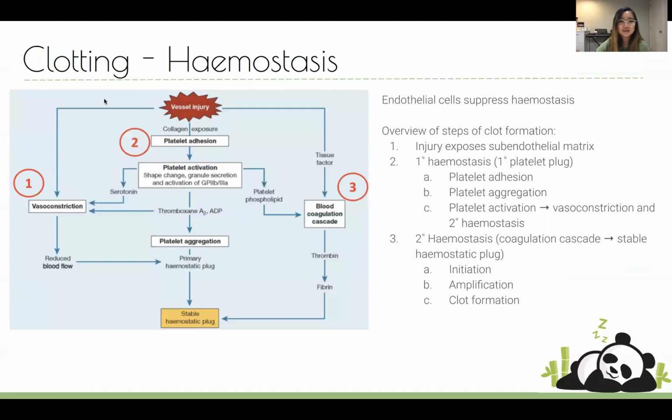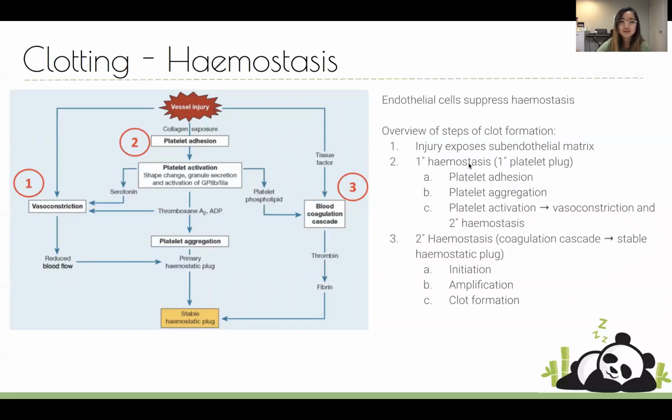This is a big overview of how clotting works. Essentially, it involves these 3 big steps, and then primary and secondary hemostasis can be split into 3 more steps each. So firstly, you get injury to your blood vessel, which exposes a subendothelial matrix. So endothelium is the innermost layer of your blood vessel. So subendothelial is actually just one layer outside of that, into the wall.